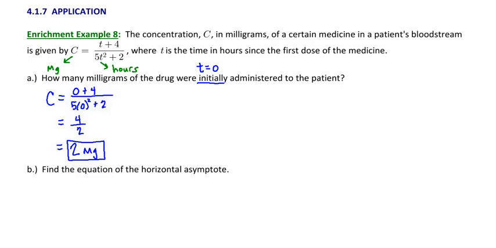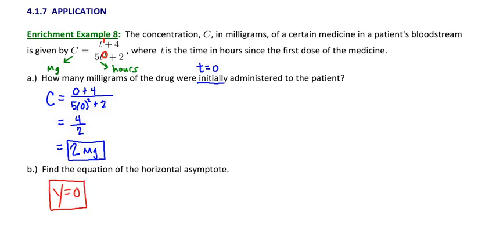Part B, find the equation of the horizontal asymptote. As you know, we determine the location of the horizontal asymptote by examining the relative degrees of the numerator and the denominator. Notice the degree of the numerator is 1 and the degree of the denominator is 2. So the degree of the denominator is bigger. That is, it's bigger on the bottom. Remember, this is the BOBO case. Bigger on bottom. The equation of the horizontal asymptote then is y equals 0.